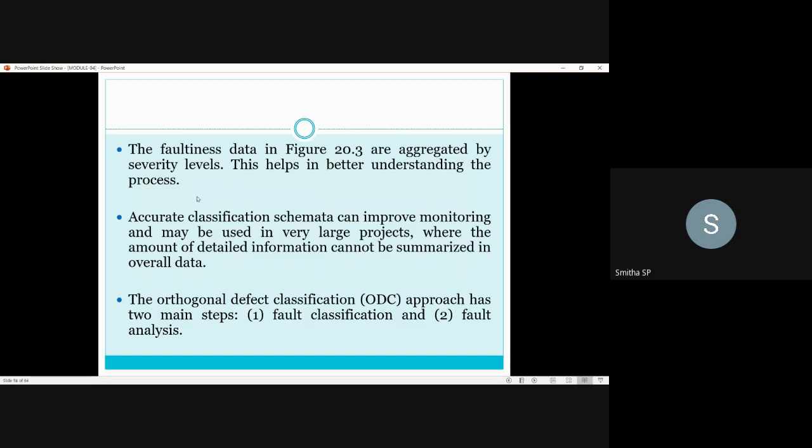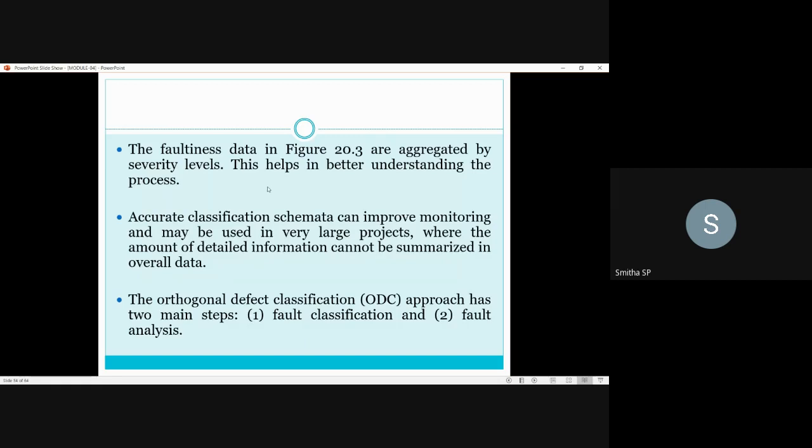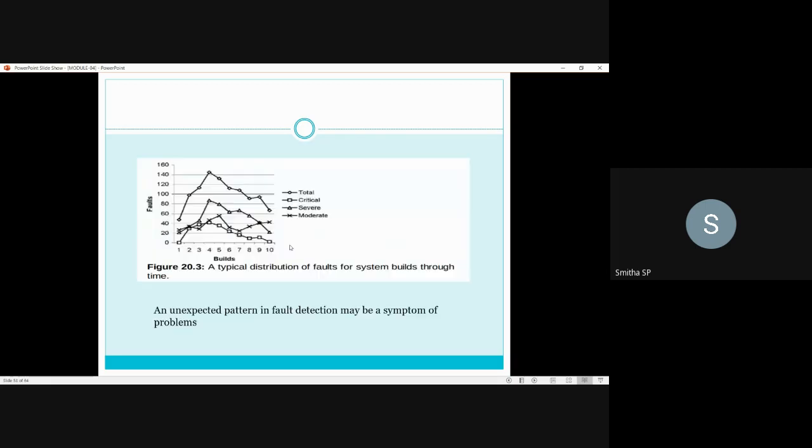Next, the faultiness data in figure 20.3 are aggregated by the severity levels. This helps in better understanding the processes. This figure shows the distribution of faults, aggregated by severity levels in the builds. A build, you know, is a software increment. Once an increment is ready, it is given for testing and it will be released. That we call a build.